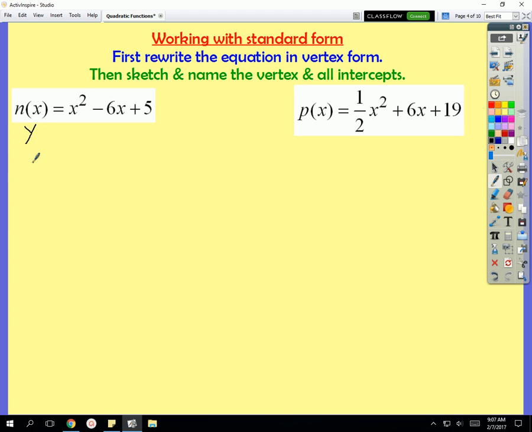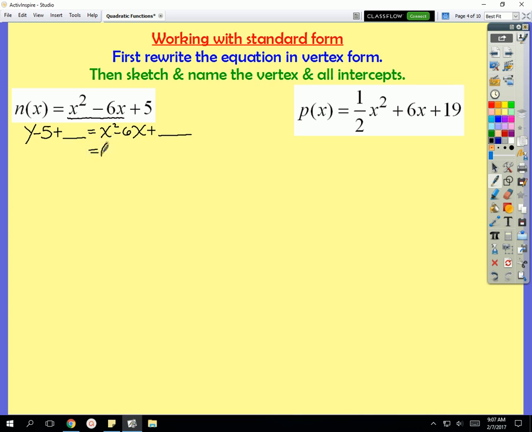Now some of you may prefer to sub in y in place of n of x first, just to make it easier to manipulate. And let me remind you that we complete the square for the x squared minus 6x part. So let me move the negative 5 out of the way first, so I can focus on just the x's on the right hand side. And remember, when we complete the square, we add to both sides of the equation.